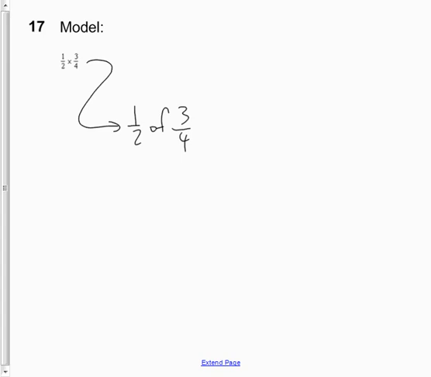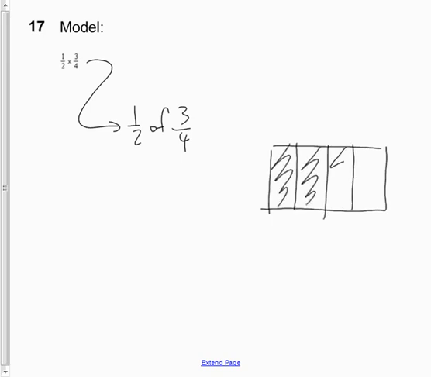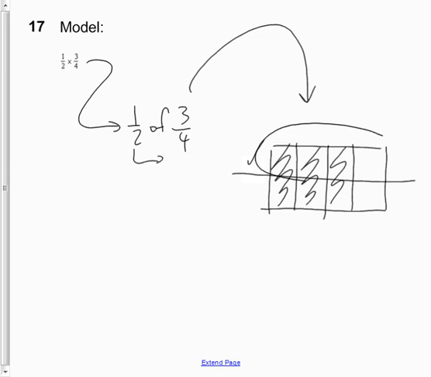So a half of 3/4 would be when we're finding a fraction of a fraction. And if we think about visually what that looks like, if I had half of 3/4, I would have to start with 3/4 and take half of that. So half of 3/4 would be that much right here, which is 3/8.